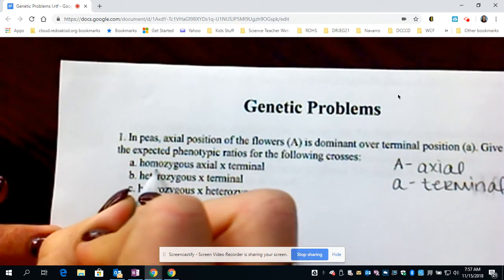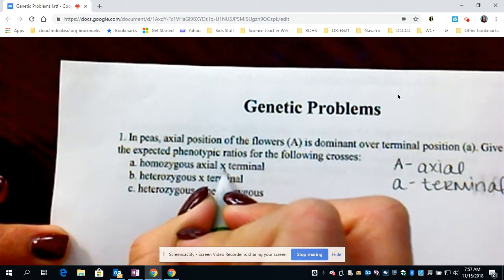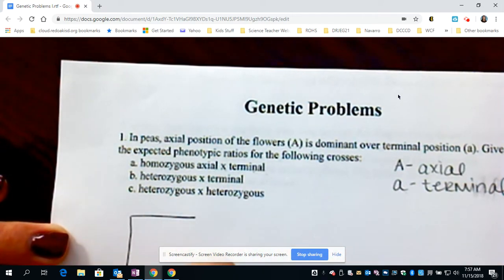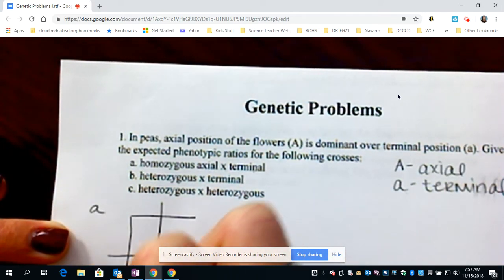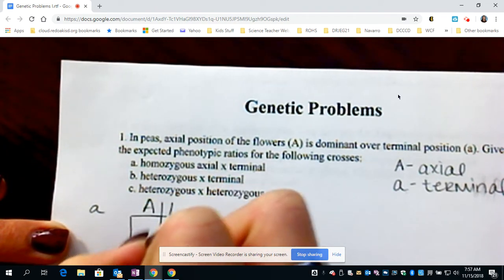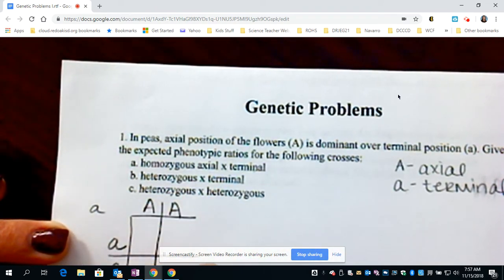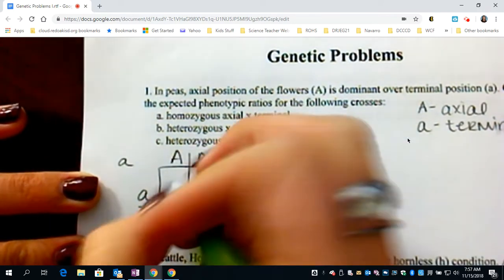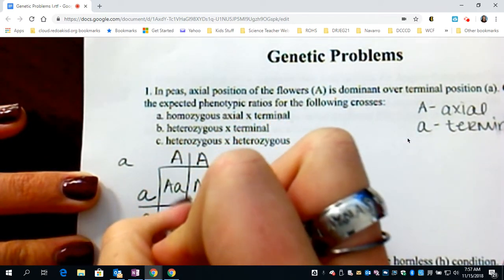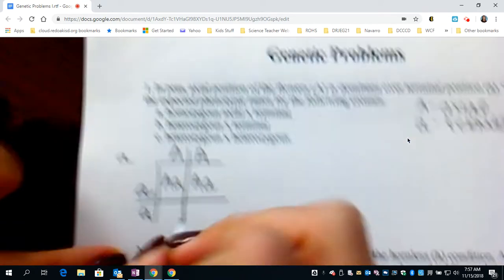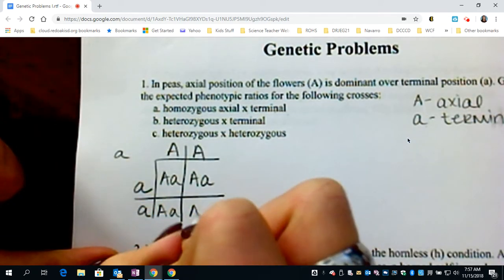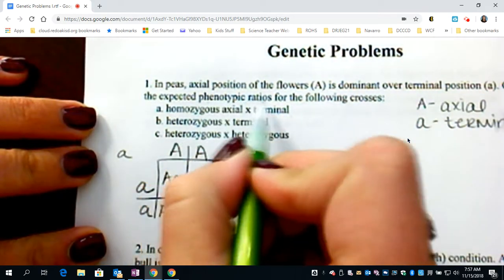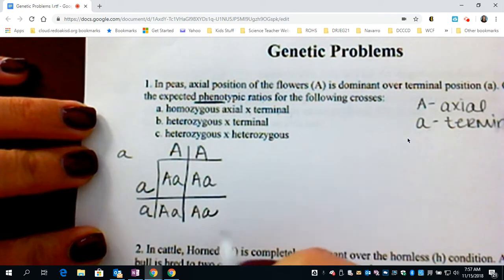So it says you have a homozygous axial crossed with the terminal, and the only way you can get terminal is two little a's. So for part A, homozygous axial would be two capital A's. Homozygous terminal would be two lowercase a's. So this is what I would have as I bring them together. And it says, give the expected phenotypic ratio. Phenotypic is what they look like.